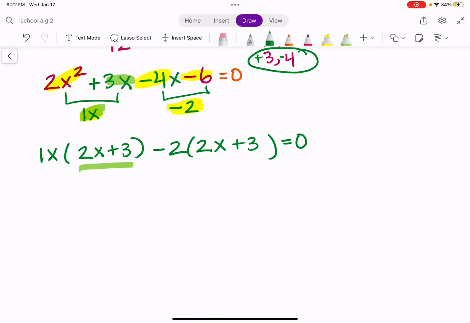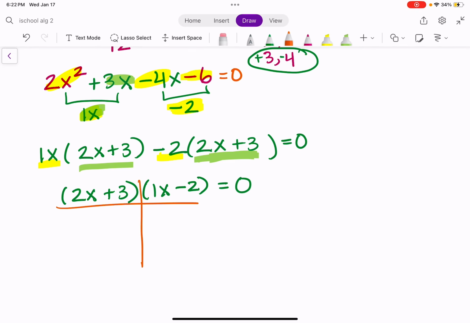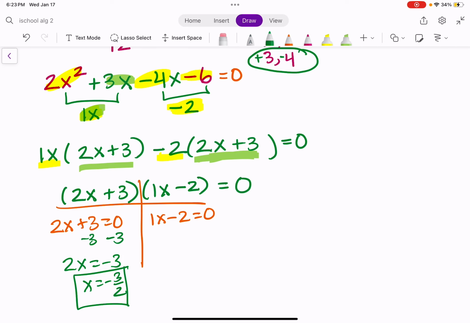And then you notice I have my twinsies. So I'm going to put my twins in one parentheses, and I'm going to put my GCFs in the other. So I have (2x plus 3)(1x minus 2) equals 0. And then lastly, now to solve, set each parentheses equal to 0. So here I'm going to get x equals negative 3 over 2. And here I'm going to get x equals 2.